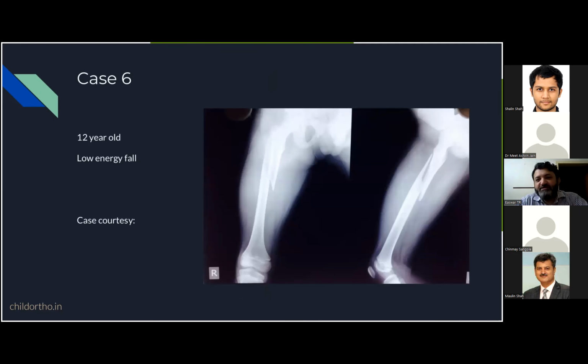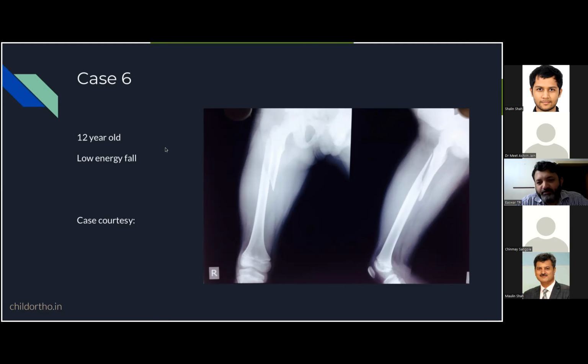So again, another similar fracture. Again, a proximal fracture with extension almost to the subtrochanteric level. And again, it's a low energy fall. So these fracture patterns are sustained in low energy with a rotary force.